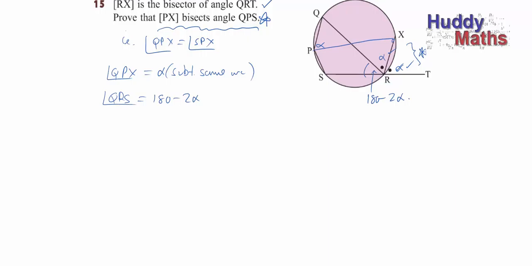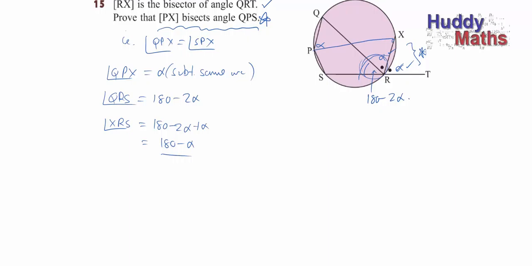Now angle XRS, this whole big angle XRS, so that's XRS in there. What's that going to equal? That's going to be equal to 180 take 2 alpha plus alpha. There's 2 pieces there, which is 180 take alpha. Just adding those 2 pieces up.